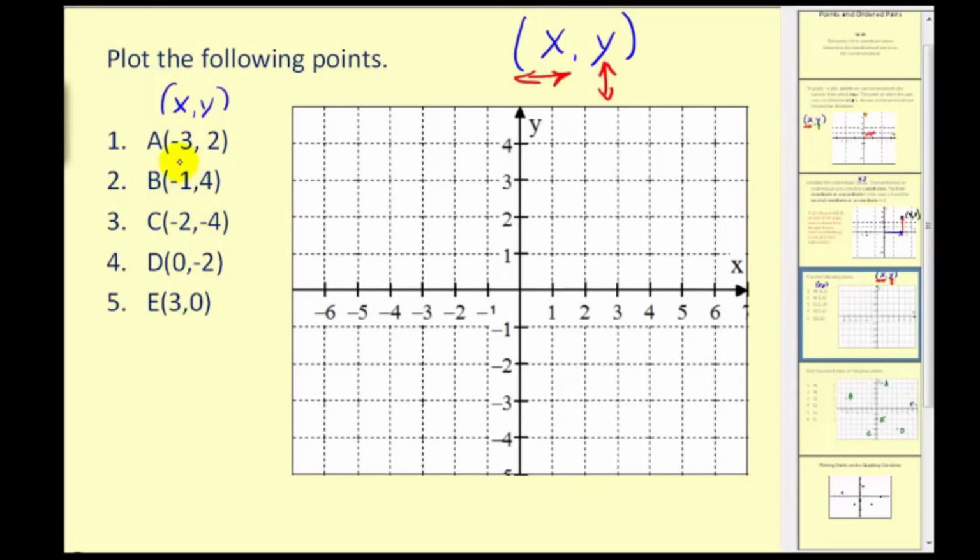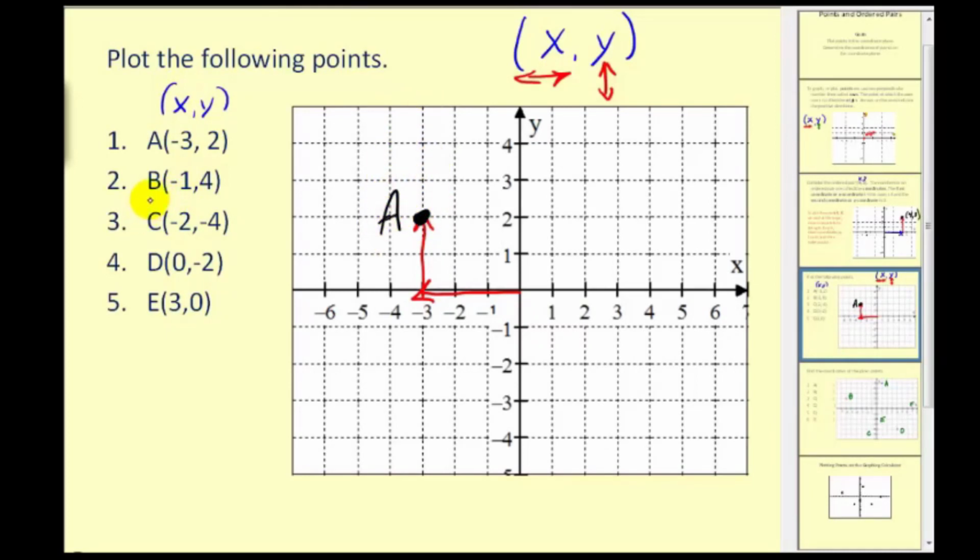for point A, which has coordinates (-3, 2), since the x-coordinate is negative 3, we start at the origin and go left 3 units this time, and then up 2 units because the y-coordinate is positive 2, and we make a point. This would be point A.